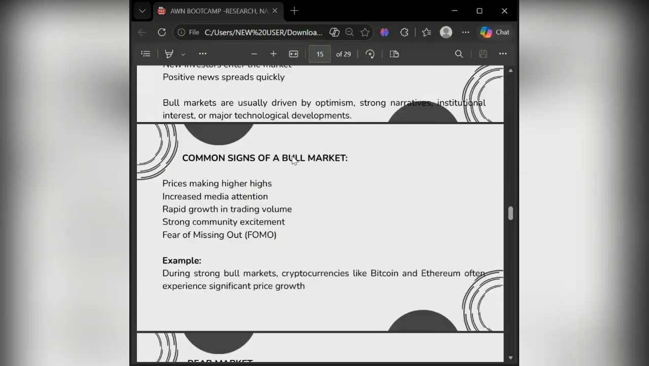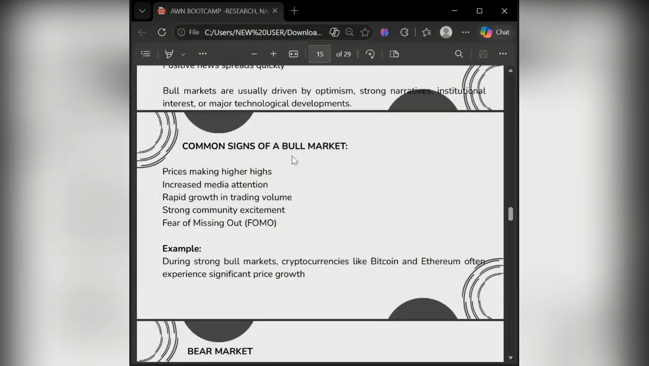Signs of a bull market: price making higher highs, increased media attention. You hear the news start talking about Bitcoin, Bitcoin price. How many times have you heard Bitcoin price movement in the last 2 weeks? But during the bull market, you start hearing that Bitcoin hits $80,000, Bitcoin hit 100K, new all-time high, new all-time high. Then rapid growth in trading volume. Wow. Strong community excitement. Everybody is going to the moon. We are buying a car this year.